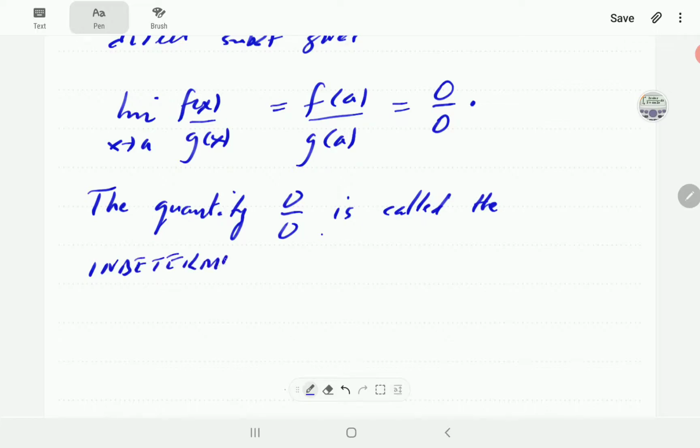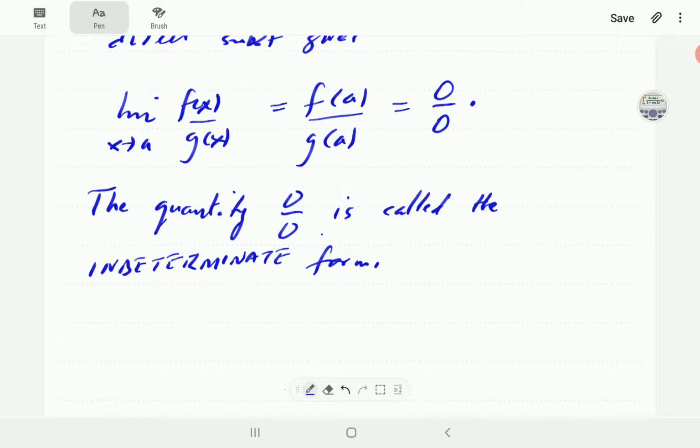Indeterminate form. Indeterminate means that its value cannot be immediately specified or found. More analysis is needed to determine what its value is. So this is called the indeterminate form.